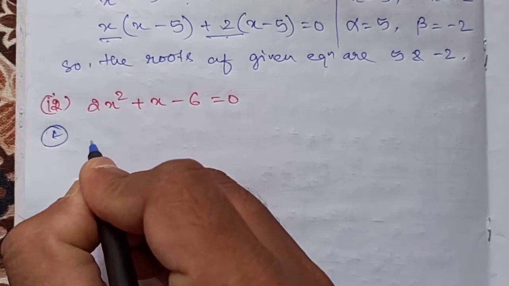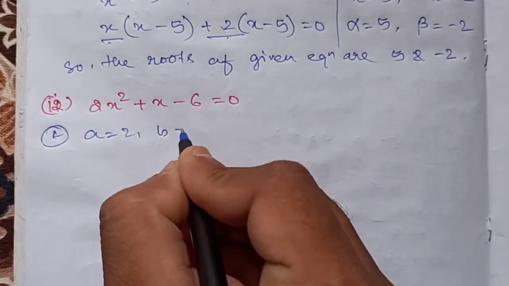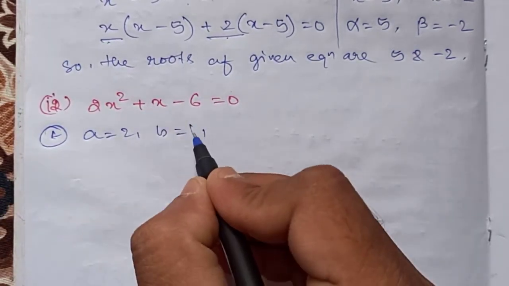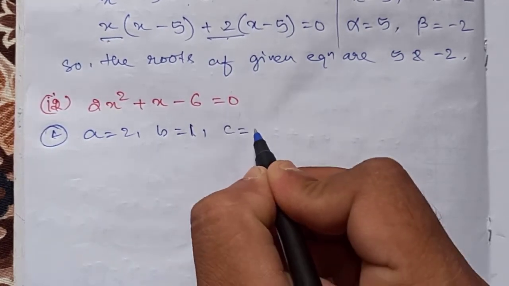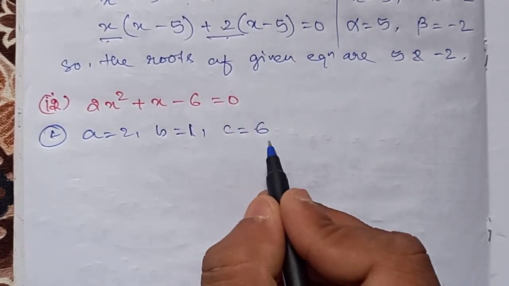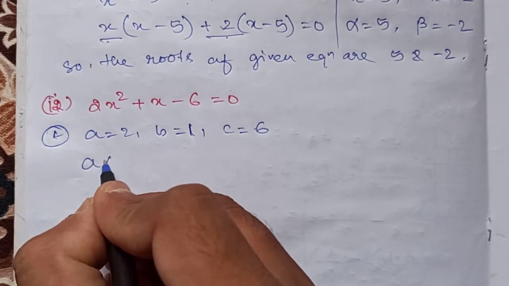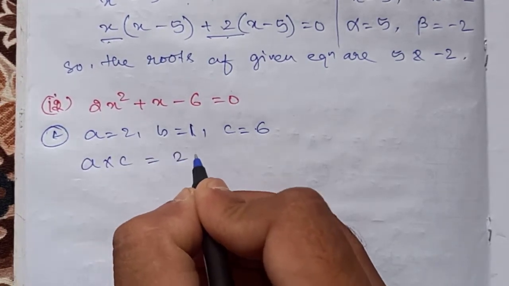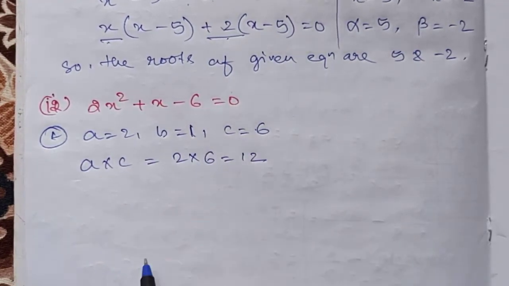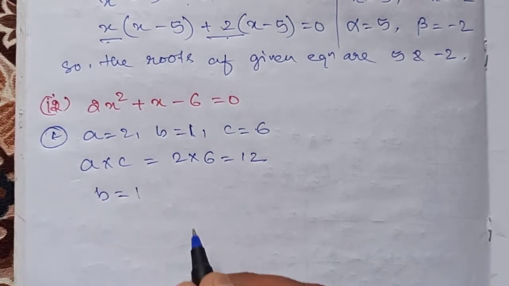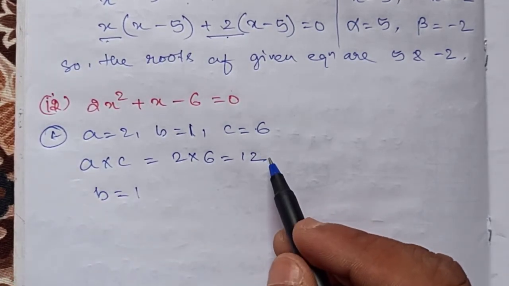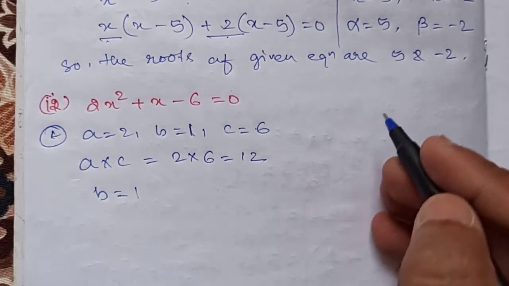In the second bit, it is given 2x square plus x minus 6. First of all, we will write what is a. A is 2, b is 1, there is no number so we take 1. C equals minus 6 is given, I am taking just 6. Now a into c is 2 sixes, 12. B is 1. So now we will check in which tables 12 comes.